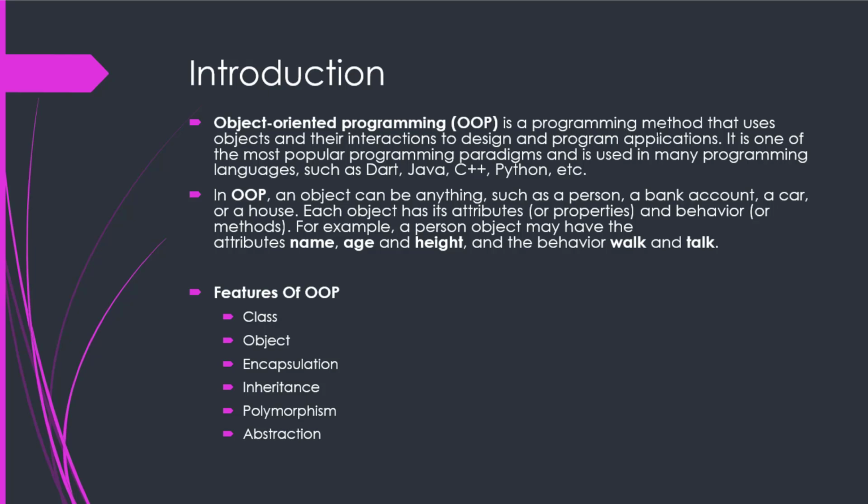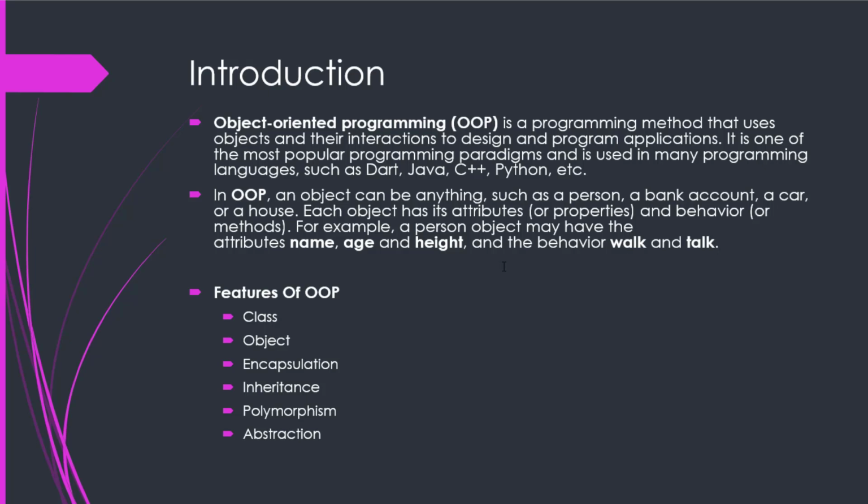Object-oriented programming is a programming method that uses objects and their interactions to design and program applications. It is one of the most popular programming paradigms and is used in many programming languages such as Dart, Java, C++, Python, etc. In OOP, an object can be anything, such as a person, a bank account, a car, or a house. Each object has its attributes and behavior or methods. For example, a person object may have the attributes name, age, and height, and the behavior walk and talk.